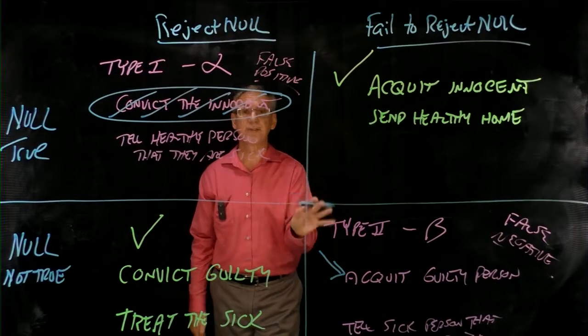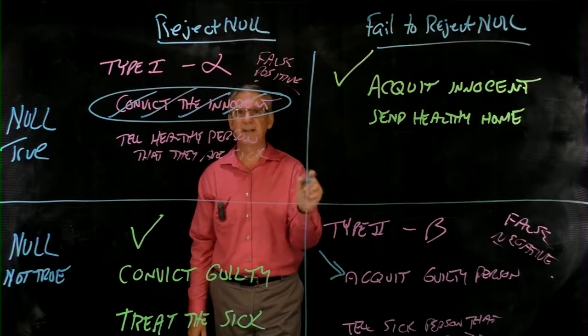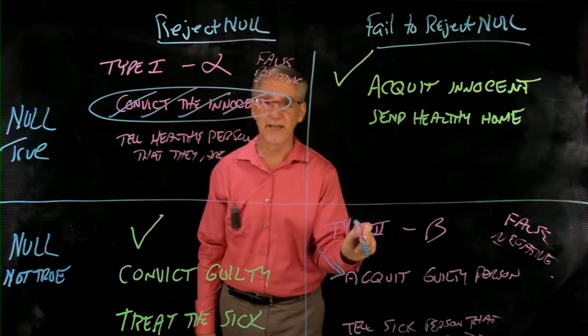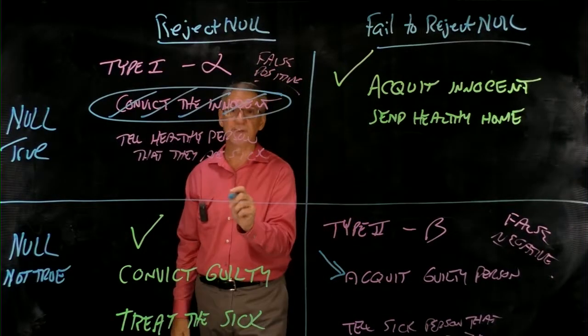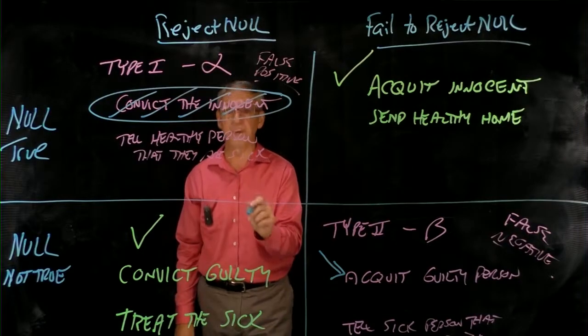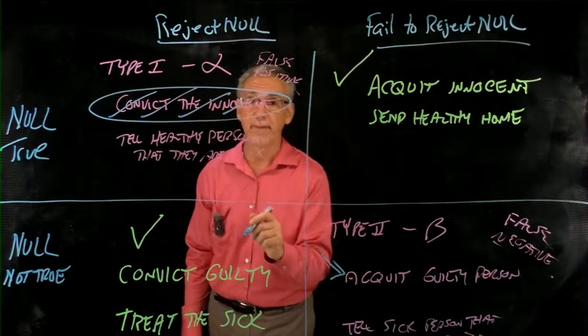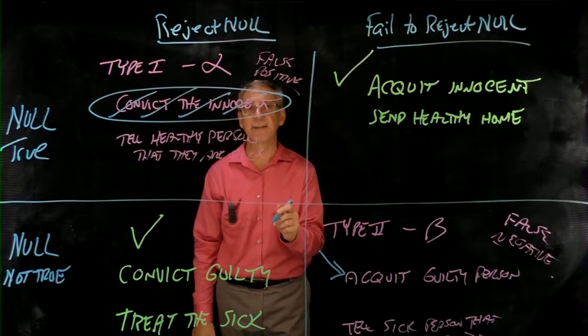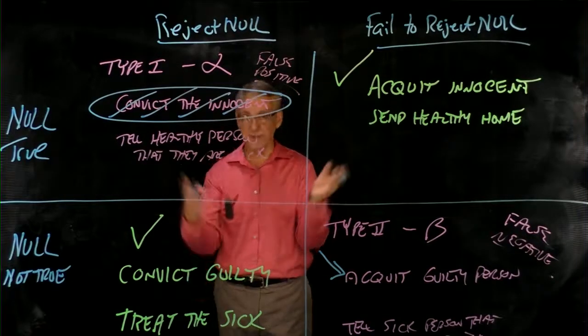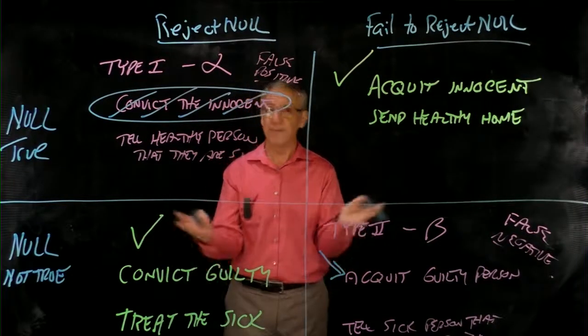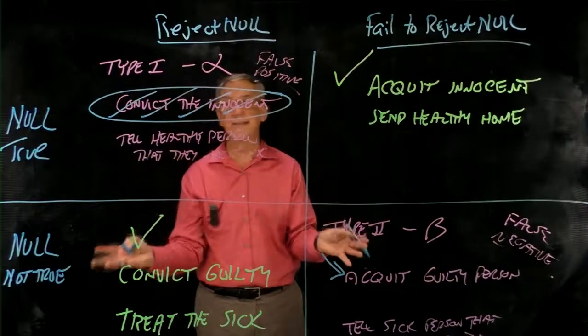So our jurisprudence system is set up on the notion that it's better to let some guilty people go free than to accidentally put someone in prison who doesn't belong in prison. So alpha risk is considered the bigger problem. We would want to tighten up and have a very, very tight control on alpha risk. As you can see in our court system, it's very, very difficult to convict someone, as it should be.